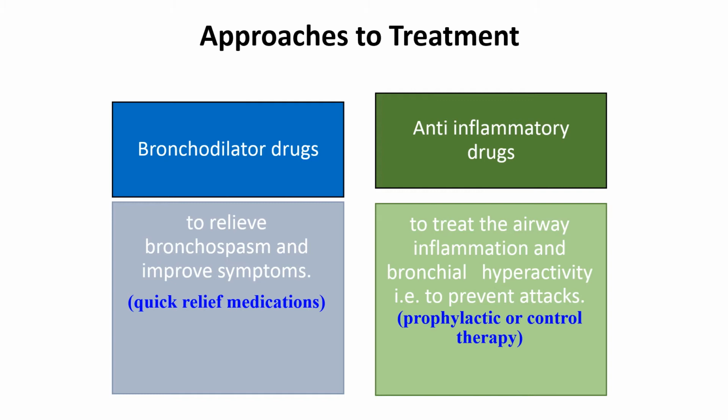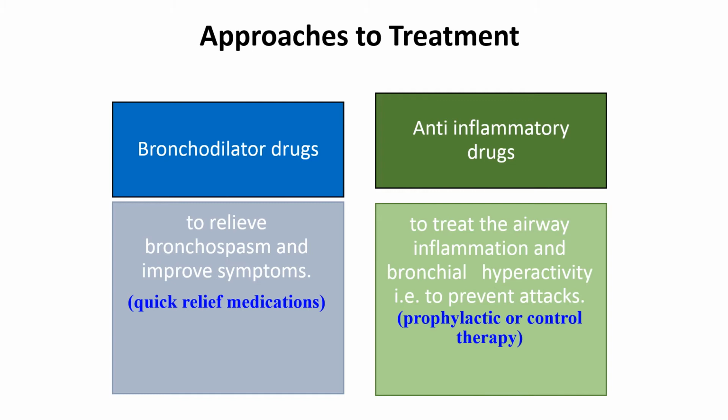Then the second category of drug is anti-inflammatory drug. The purpose is to treat the inflammatory aspects of bronchial asthma and to ultimately reduce the bronchial hyperreactivity, so that the patient does not have a nocturnal attack and does not suffer from any further attack of bronchial asthma. So we can call anti-inflammatory drug a controller. Controller means to control the future attack or to prevent the attack.